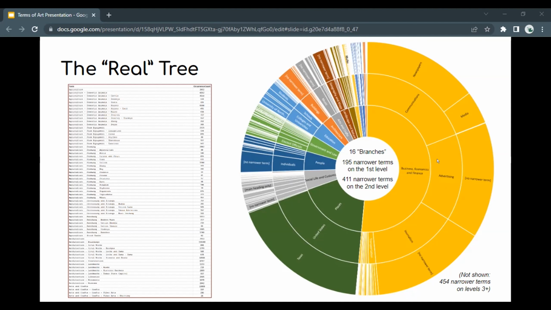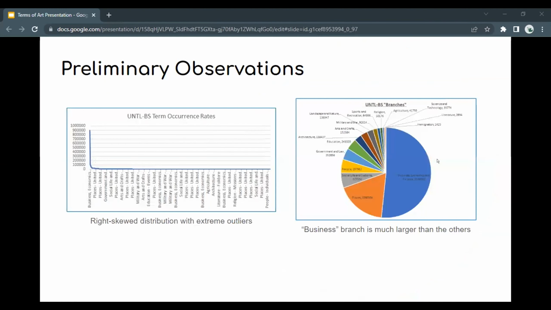So that's why I'll be coming back to this tree and branches analogy as we go through, to hopefully explain some of the thinking behind my different analyses.